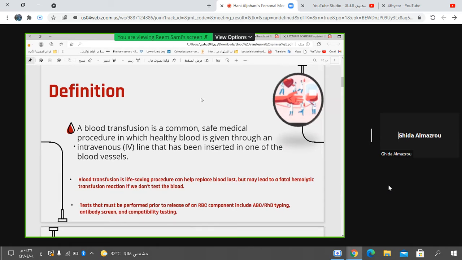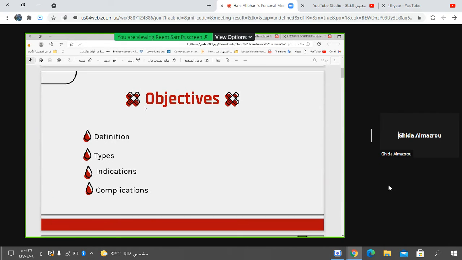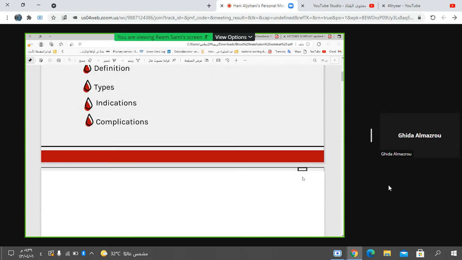Okay, so our objective today is to mention the definition, type, indication, and complication of a blood transfusion. Starting with the definition.